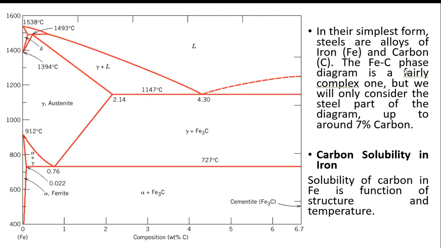So in the simplest form, steels are alloys of iron and carbon. The phase diagram is fairly complex, but we'll only consider the steel part of the diagram up to 7% carbon, right? You can go up to 7 or 8, but for cast iron, and if you just talk about steel, it is up to 4.3 something, right? Here, this one: carbon solubility in iron. The solubility of carbon in iron is a function of structure and temperature. There are so many changes.